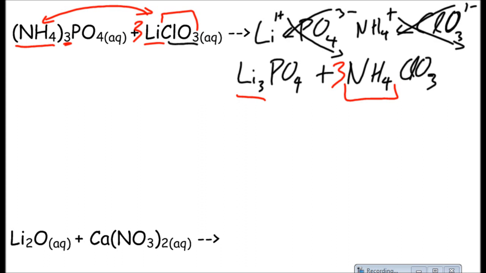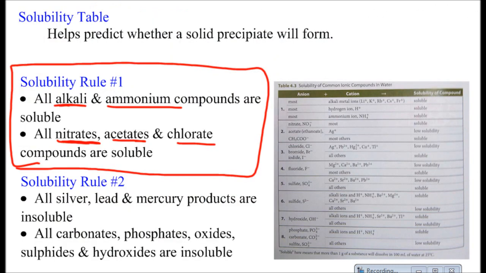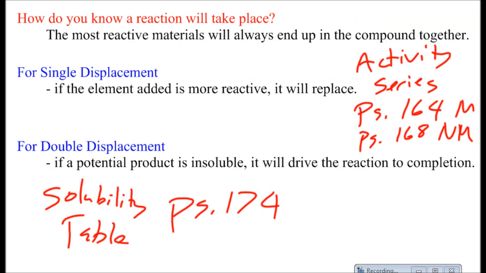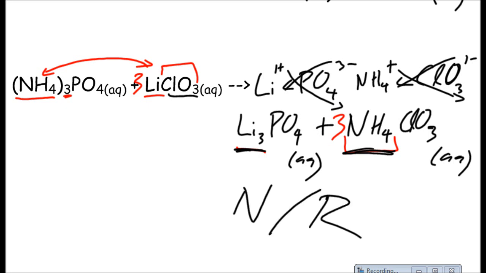Well, if we go back to solubility rule number 1, it says that all alkali metals and ammonium compounds are soluble. In this particular case, this is an alkali metal, so that's aqueous. And there's an ammonium compound right here. This is also aqueous. Because both are aqueous solutions, there is no reaction. In order for a reaction to occur, you need to have a precipitate form. Since there are still two aqueous solutions, the reaction did not occur.